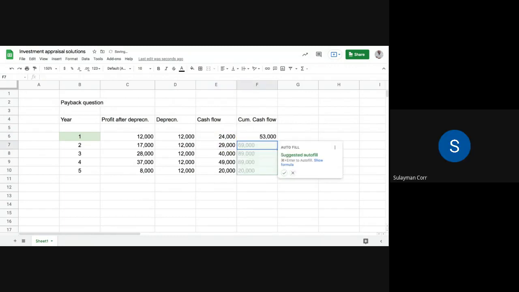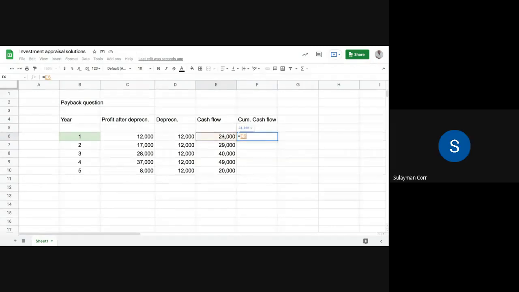The first one should be equals E6. Yes, so it's only E6 for the first cumulative. But we want to do one formula and replicate it.